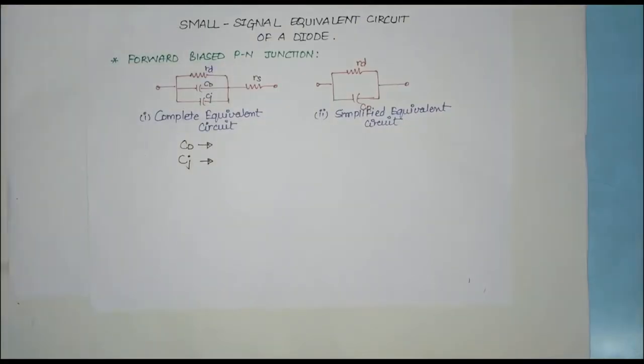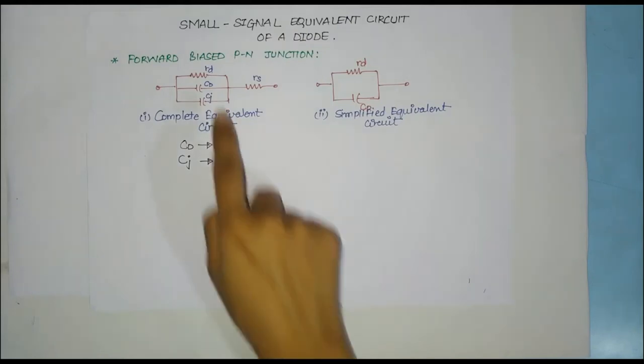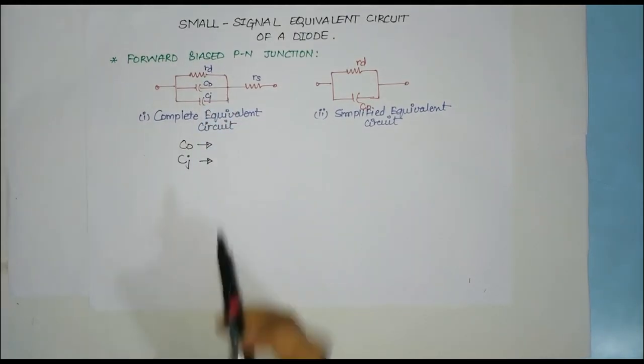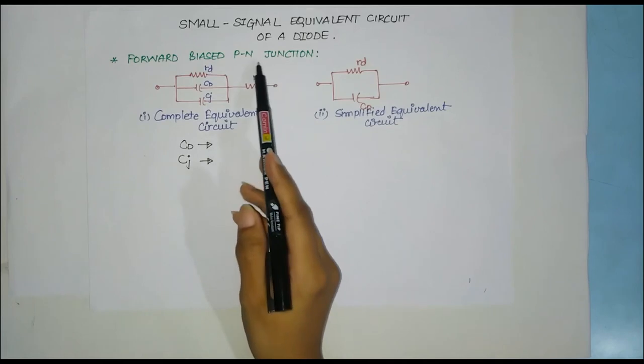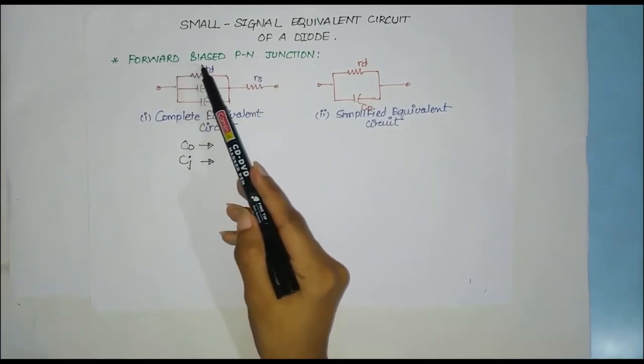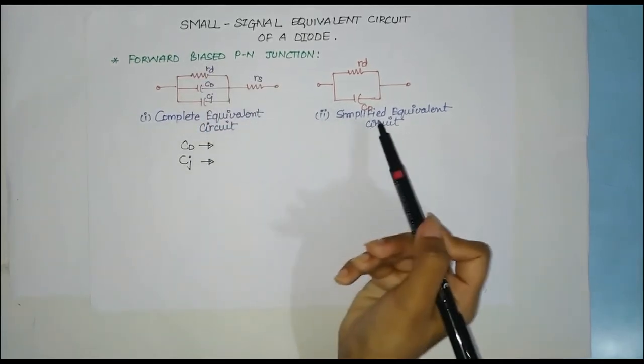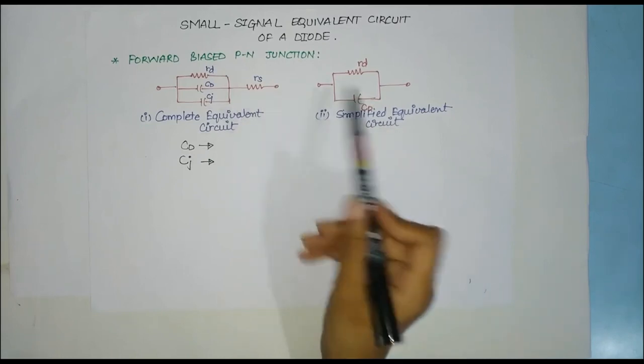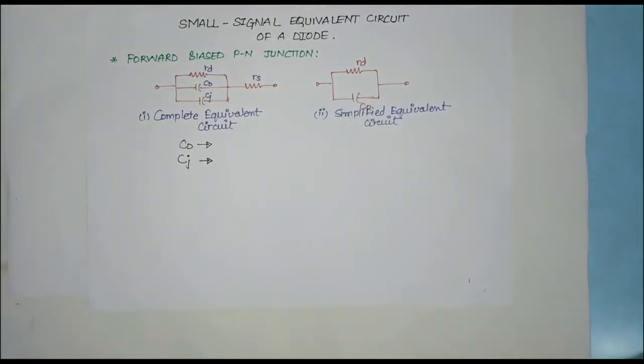So this is the diagram for forward biased PN junction. We see that there is RD, CD and CJ. Now this is the complete equivalent circuit of PN junction diode when it is forward biased. And this is the simplified equivalent circuit. Now how did we go on to the simplified equivalent circuit? We'll look into it in some time.